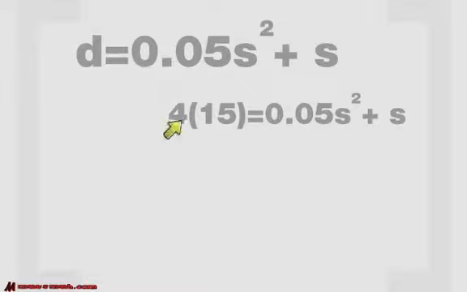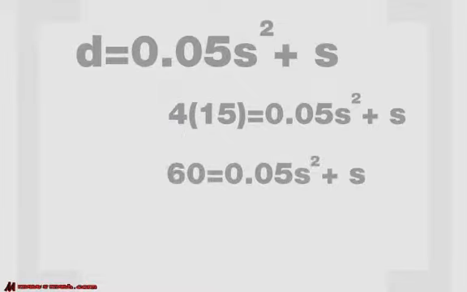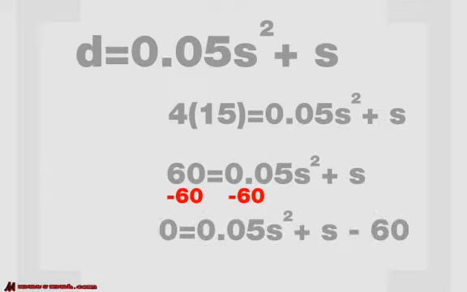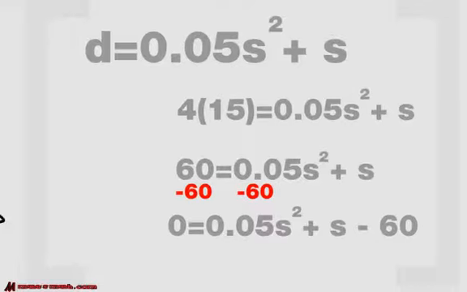So 4 car lengths. Our car is 15 feet, so that's 4 times 15. That's 60. Now we're going to solve for s. We subtract it from the other side, and now we've got a quadratic equation: 0 equals 5/100 s squared plus s minus 60. We've just turned it into a quadratic equation.